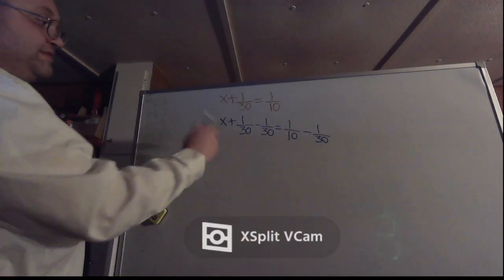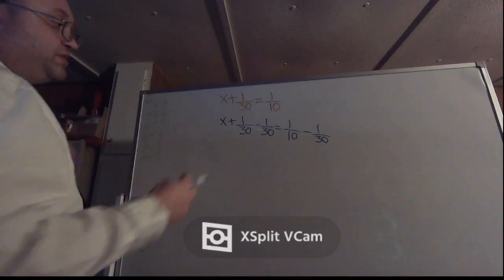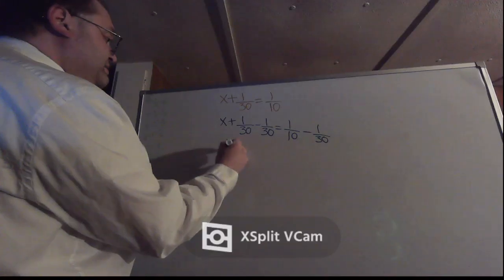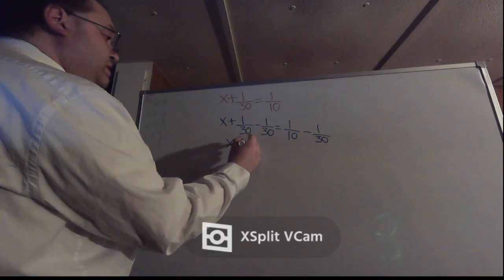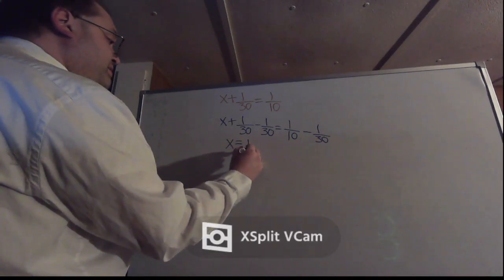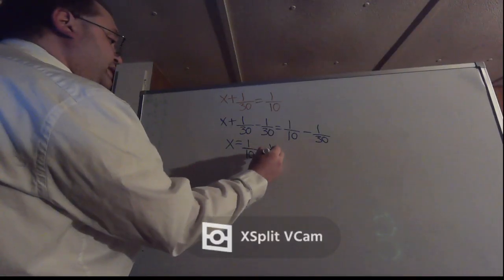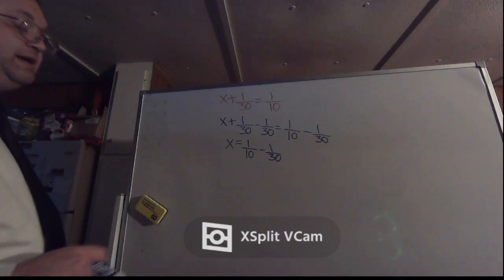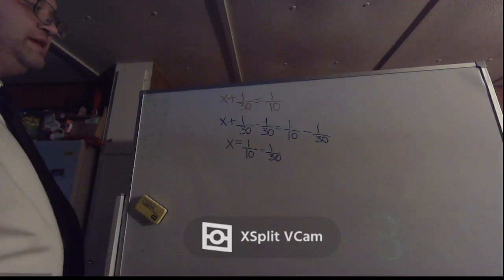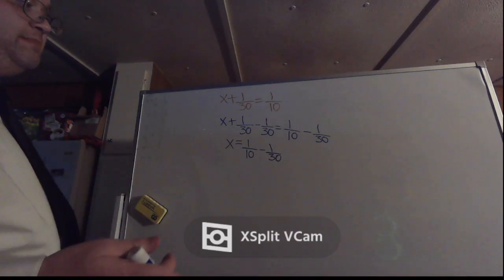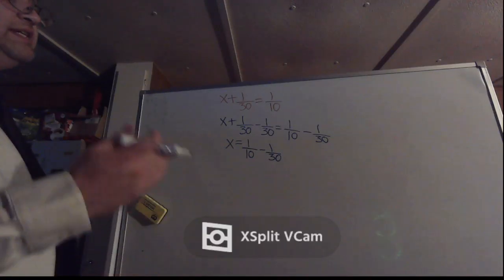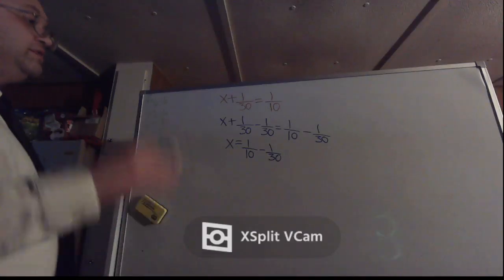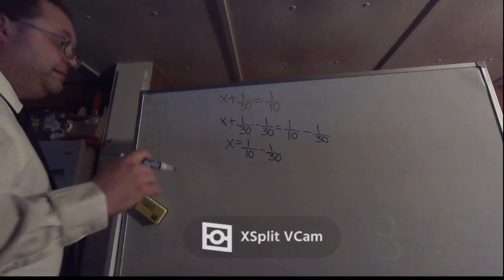Alright, so on the left side, you have 1/30 minus 1/30. That'll be 0, because anything minus itself is 0. So you'll be left with x is equal to 1/10 minus 1/30. Now we're reduced to a subtraction of fractions. Again, we need to get a common denominator. Well, we can clearly see 10's a factor of 30. So it looks like 30 is going to be your least common denominator.